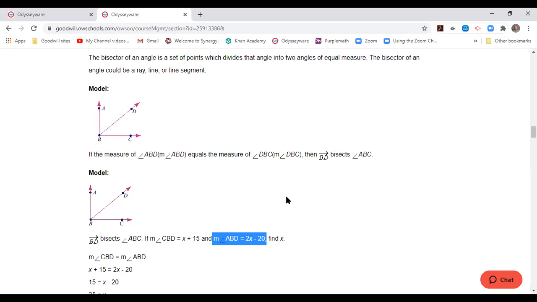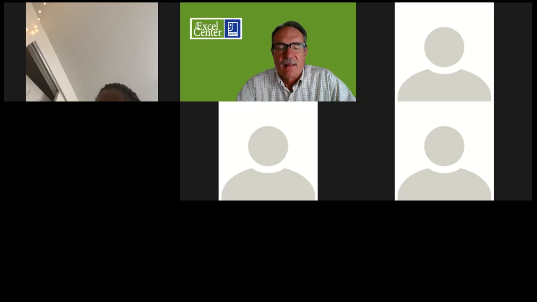Well, x plus 15 equals 2x. Minus 20, and then you take the 20 to the 15, put it on the other side, so add 20. And you put the x over to the other side and add it to the 2x, and solve. You got it.